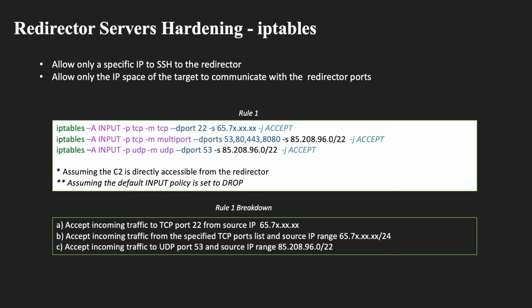If any other IP which is not part of this IP range requests any of these ports, their traffic will be dropped. And we also have another rule to accept UDP traffic for 53 for DNS traffic, again specifying the IP range of our clients.